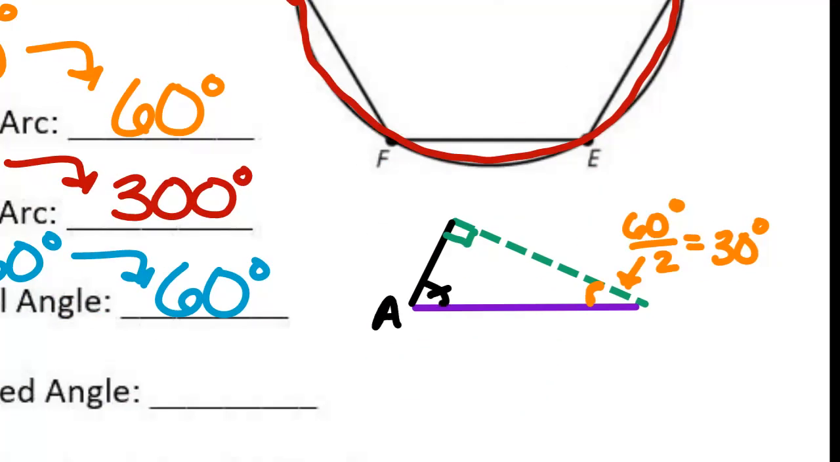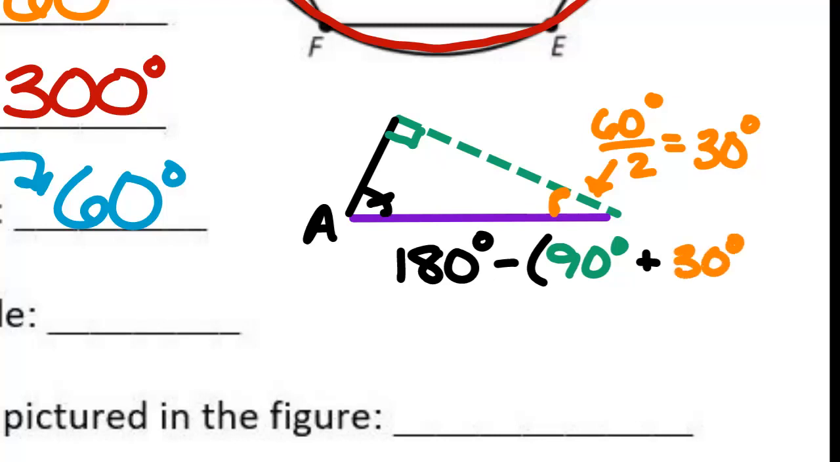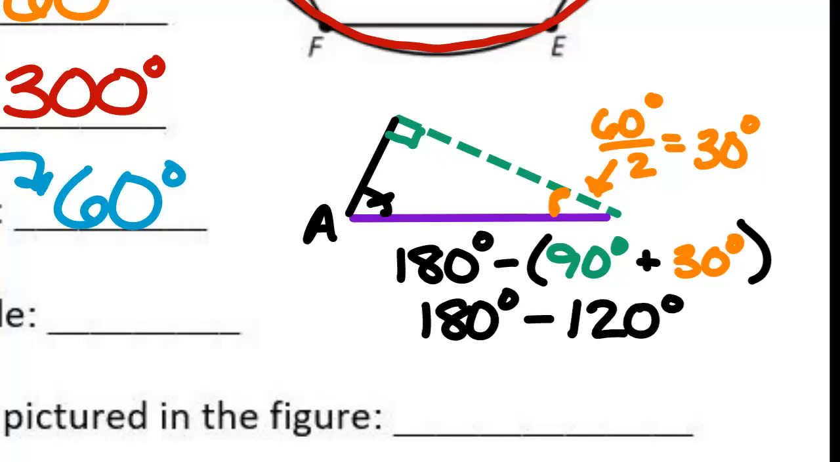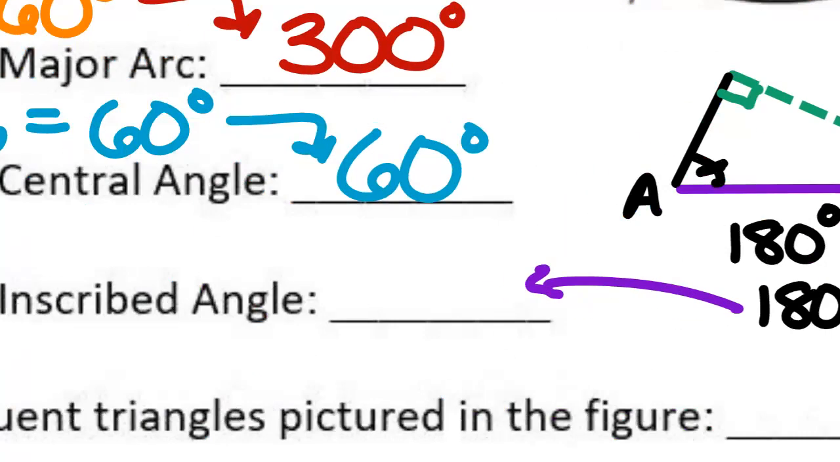Here's A. This is the angle that we are wanting to find right here. I know the 3 angles in a triangle add up to 180. And I know 2 of the angles in this triangle. There's a 90-degree angle. Sorry, not 80, 90 degrees. I don't know why I said 80. We have a right angle, which is 90, plus our 30-degree angle. That was half of my central angle there. So I have 180 minus 90 plus 30 is 120. What is 180 minus 120? 60.